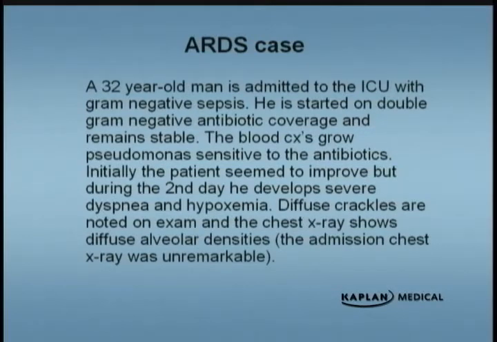He is started on double gram-negative antibiotic coverage and remains stable. The blood cultures grow Pseudomonas, sensitive to the antibiotic, so you're treating the patient correctly. Initially, the patient seemed to improve, but during the second day, he developed severe dyspnea and hypoxemia. Diffuse crackles are noted on the exam, and the chest x-ray shows diffuse alveolar density.